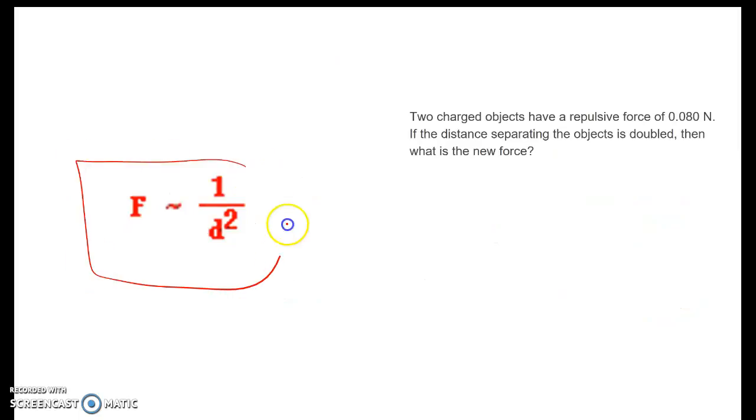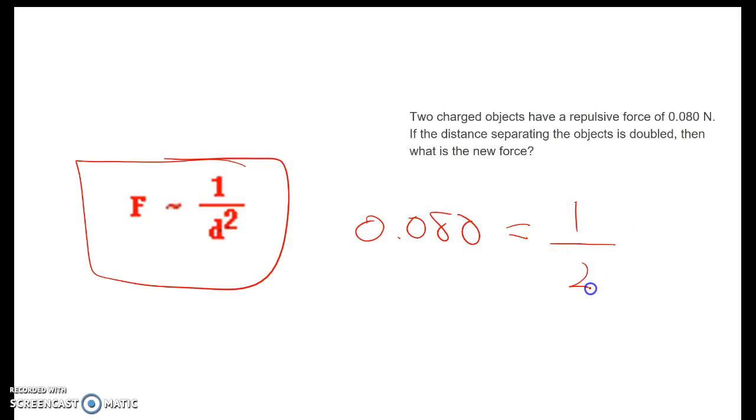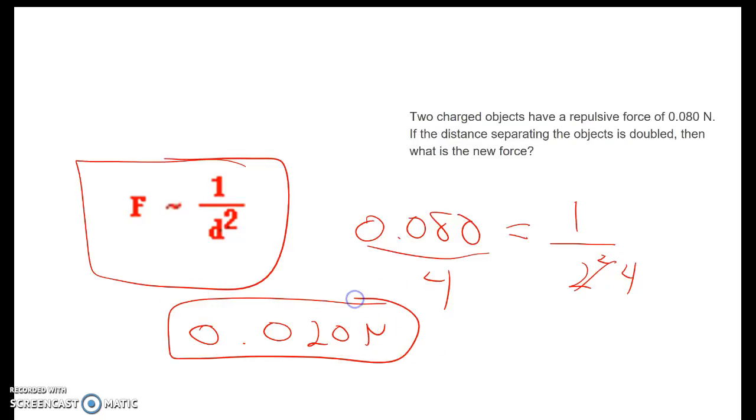So, force is 1 over distance squared. Two charged objects have a repulsive force of 0.080 newtons. If the distance is doubled, then what is the new force? If you recall from gravity, if our distance is doubled, they get farther apart. So 2 squared gives me 4, which means I have to take this and divide by 4. And when I do that, I get 0.020 newtons as the new force.